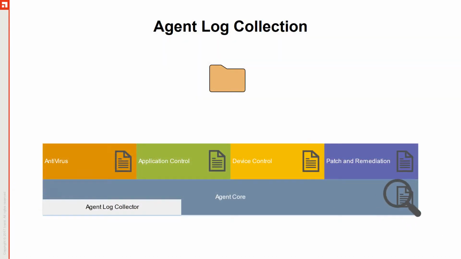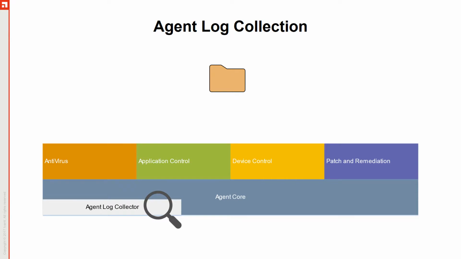After you've identified an unresponsive agent, you can log into the endpoint and run the agent log collector. The agent log collector is a utility that's built into the agent. This utility gathers all agent logs on the endpoint. Generally, there's a log for the base agent, plus another log for each module that's installed on the endpoint.